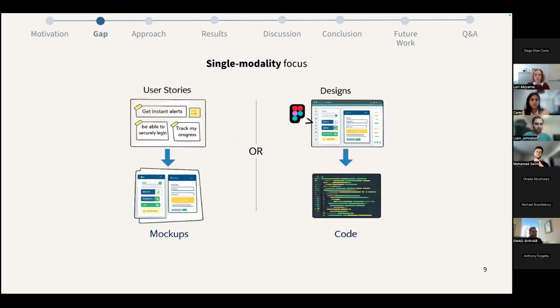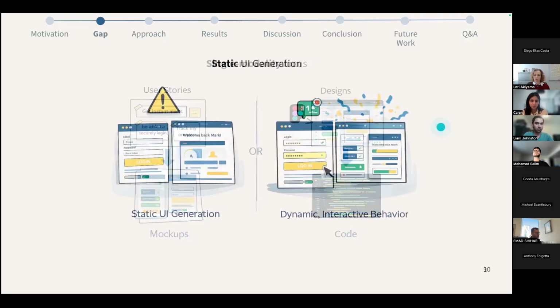The first gap is the single modality focus. Much of the existing research in automated UI generation focuses on a single input modality. Some systems generate code from visual designs, such as screenshots or mockups, while others generate software from textual descriptions, such as requirements or prompts. However, real-world front-end development typically requires reasoning over both modalities, the textual requirements where we describe the functionality, and the visual designs where we describe the layout. This disconnect motivates the need for systems that can jointly reason over both design and requirements.